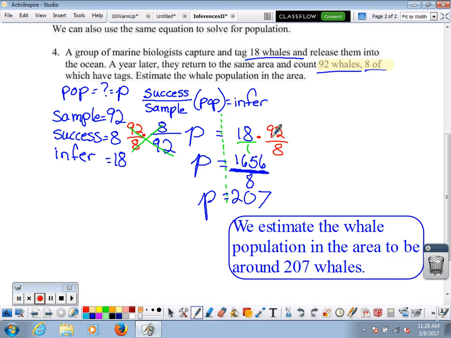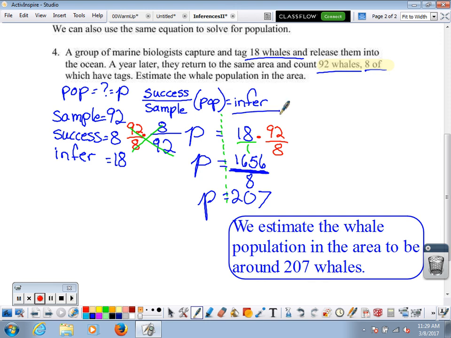Now guys, we use the same formula every single time. Success divided by sample times the population equals the inference. The only question is, which piece are we looking for? Usually, you're going to be given the successes in your sample. Okay? Sometimes you're given the population, sometimes you're given the inference. But you use the same formula every single time. The only catch is, what variable are you solving for?